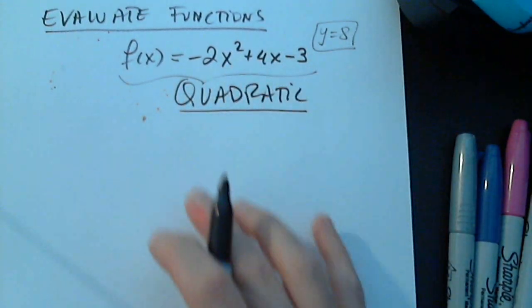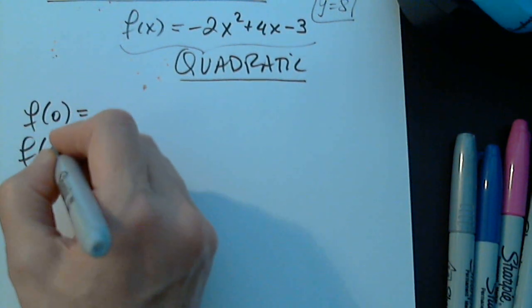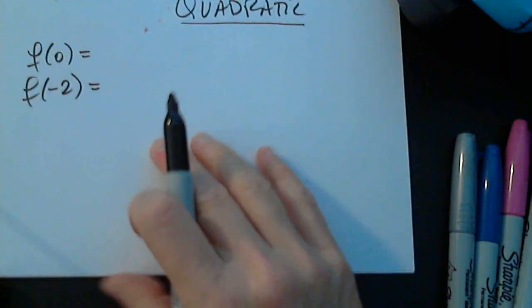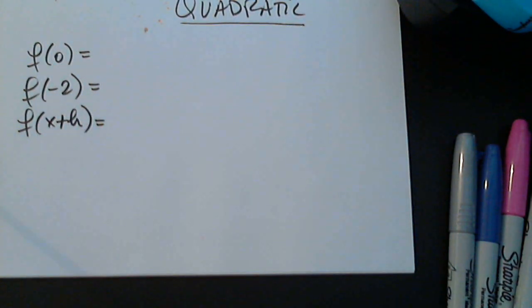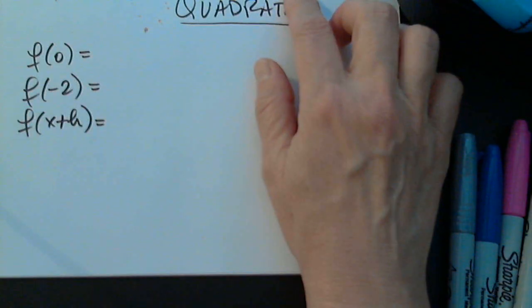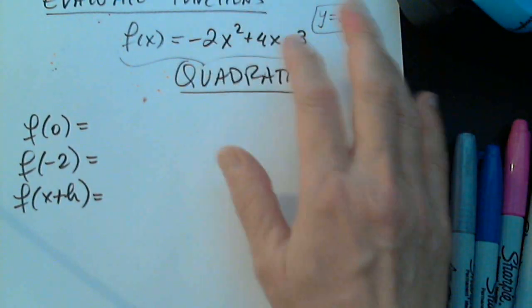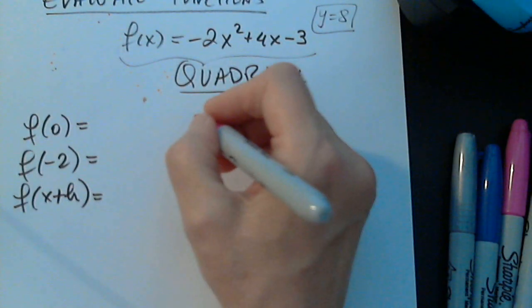Now let's say we want to evaluate it for 0 and for -2. What do I have to do? What is the idea here? Because then I'm going to ask us to evaluate it for x plus h. So before we do any of this, if you give me this function and ask me what do you see, what is the pattern you see? I will tell you what is the pattern that I see here. The pattern is this.